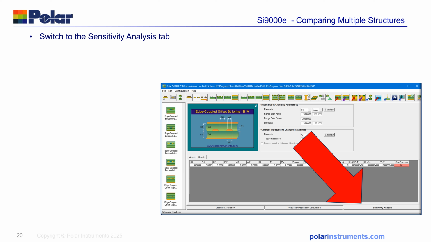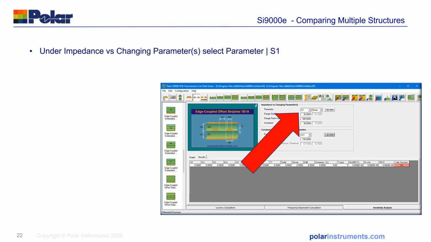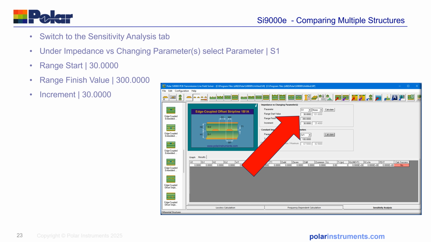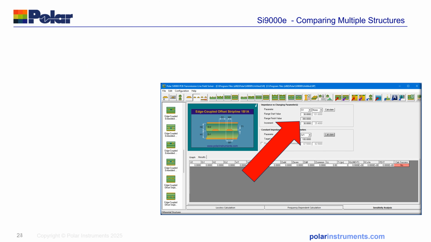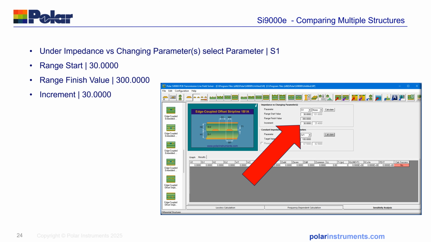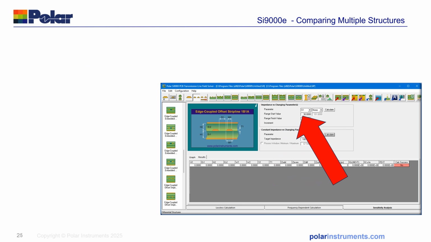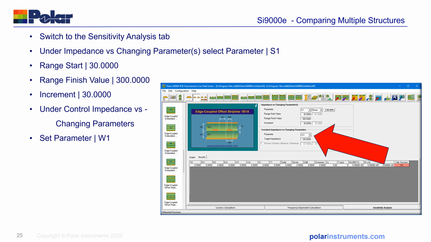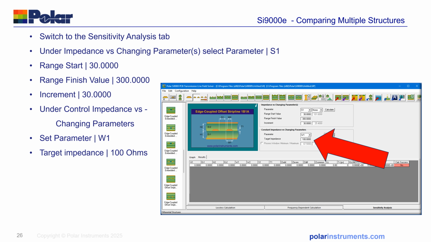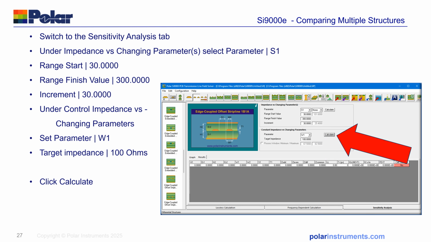Now switch to the sensitivity analysis tab and set up, choosing sweeping S1 from 30 to 300 microns in 30 micron steps. I now want to do that by sweeping the trace width and holding at a constant target impedance of 100 ohms.